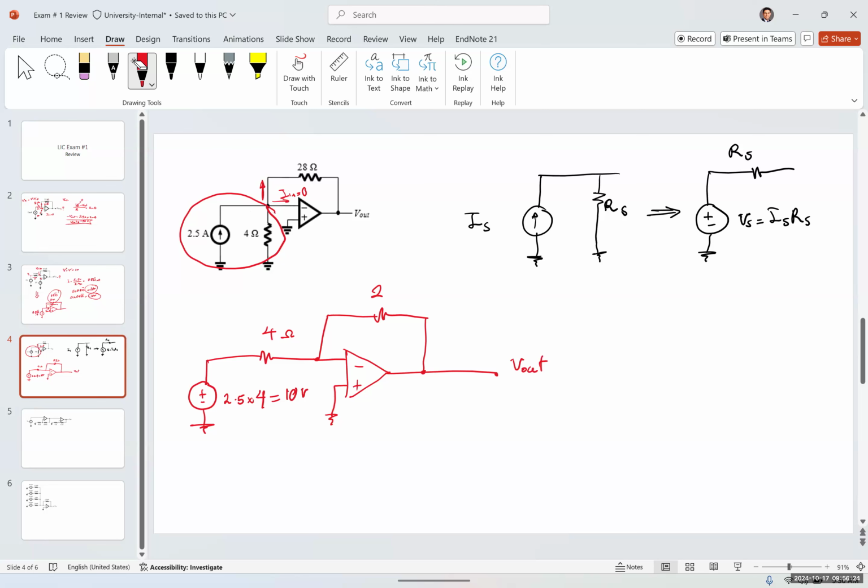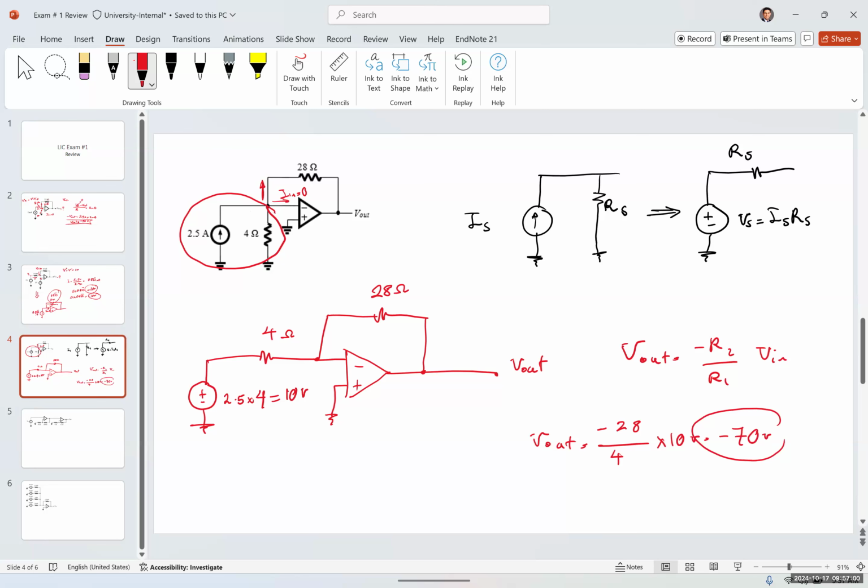So now it's much easier to solve. Can you tell me what type of op amplifier this is? It's an inverting amplifier because the input is connected to the inverting input. And for an inverting amplifier, V out is equal to negative R2 over R1 times Vin. Therefore, V out is going to be equal to negative 28 over 4 times 10 volts, which gives us negative 70 volts.